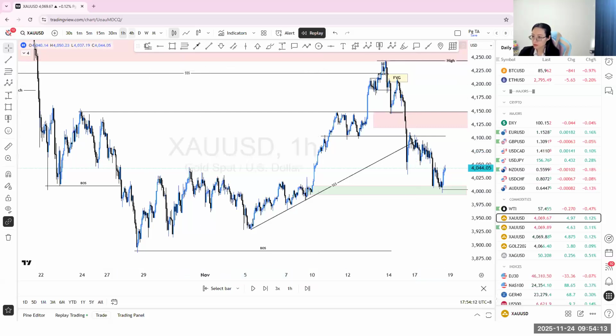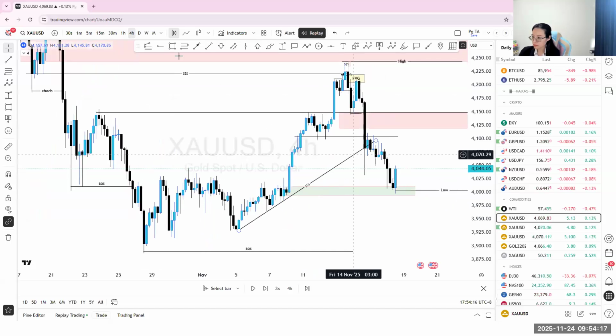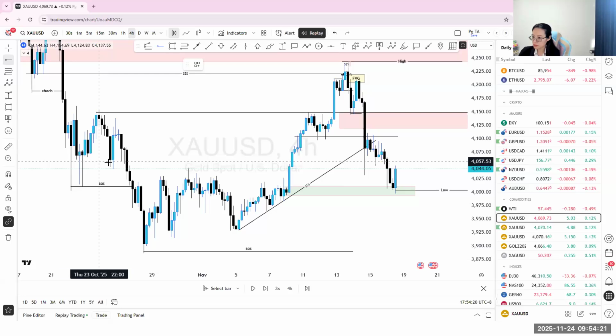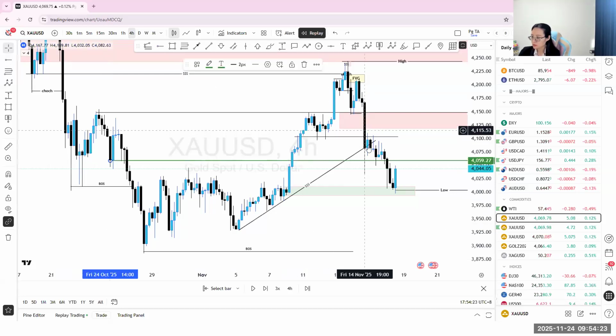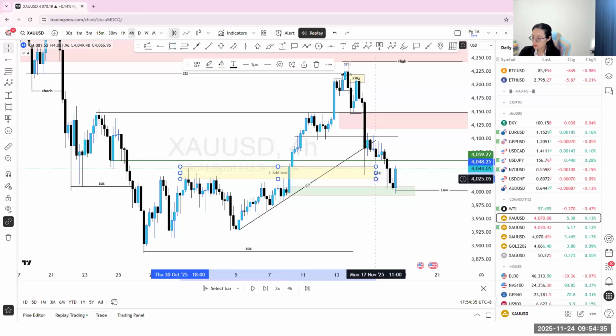No, H4. This level. Somewhere around this. Somewhere around this. You may buy here and price went all the way to this one. This one just bounced off from where? From this level.